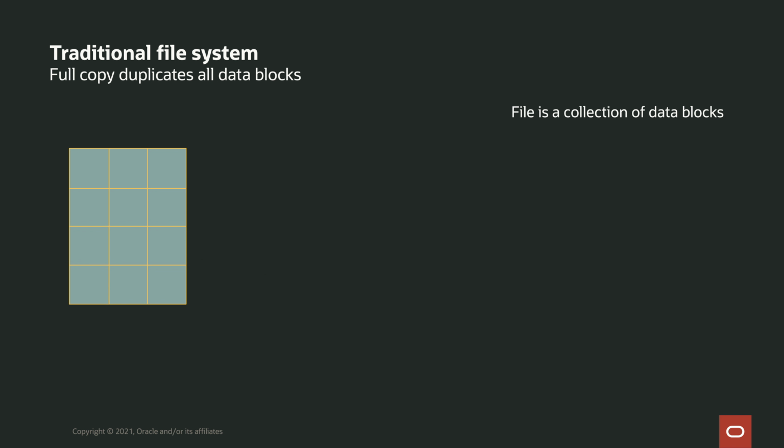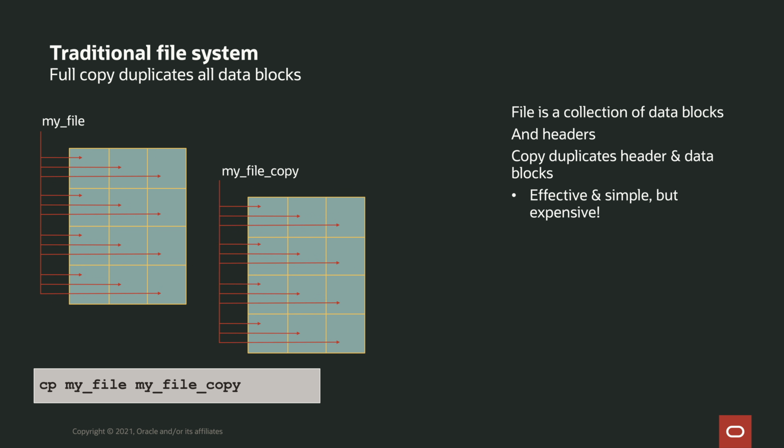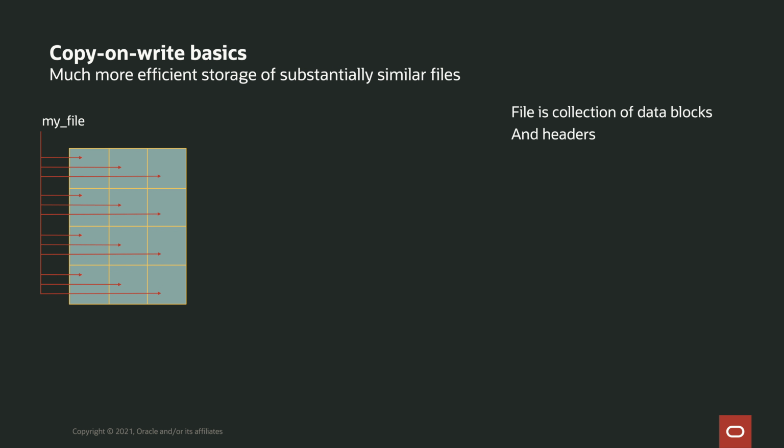Consider first a basic file copy operation. A file is a collection of data blocks and headers. A basic copy operation duplicates both the data blocks and the file headers. It's effective and simple, but it's expensive too. In many situations, the two file copies are only expected to differ slightly. In these cases, it's inefficient to create these full copy clones.